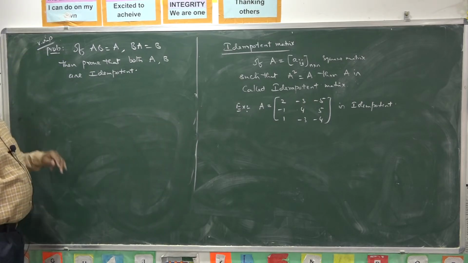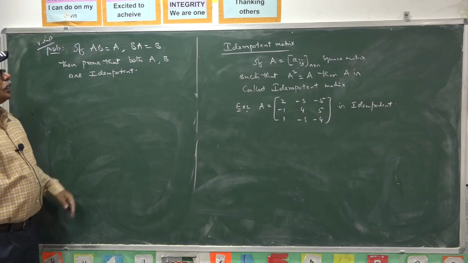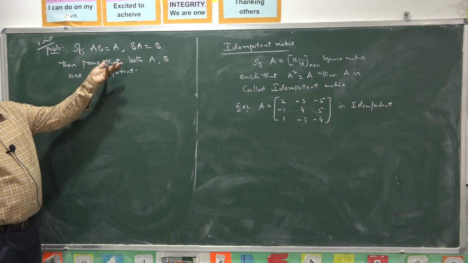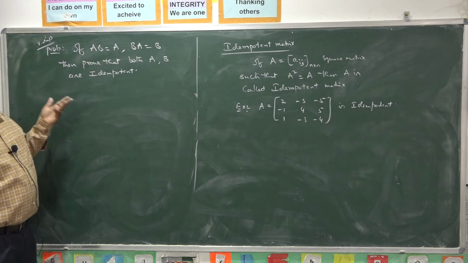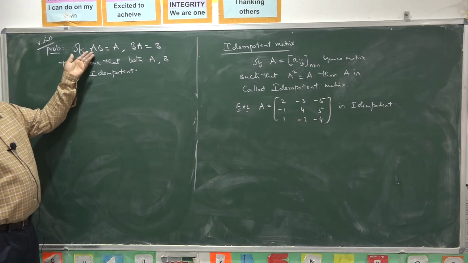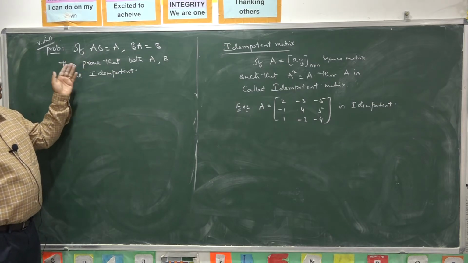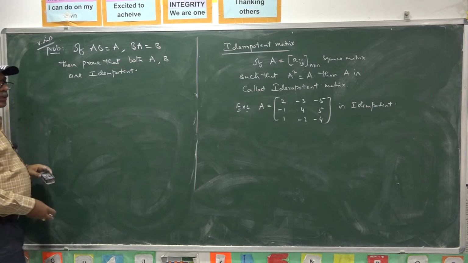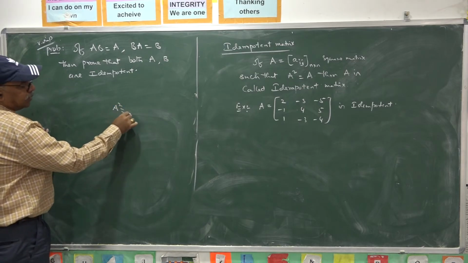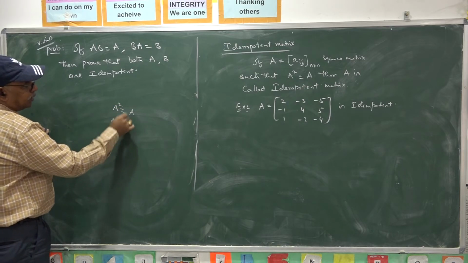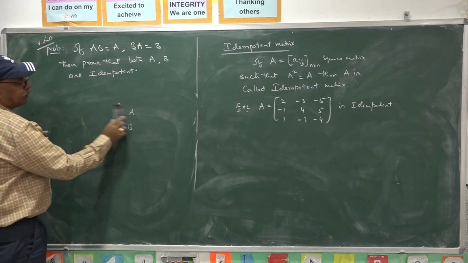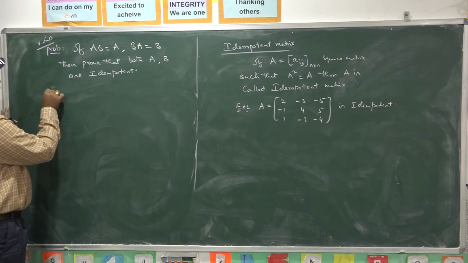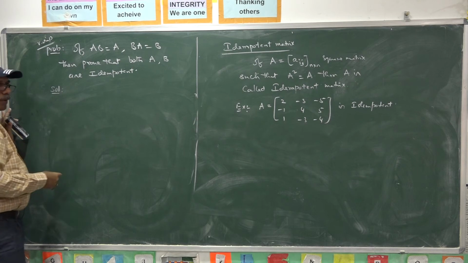Once AB equal to A, the product of both A and B equal to A and BA equal to B, and the product exists, both AB, BA product exists, and they are of same size. Then prove that both A and B are idempotent. Idempotent in the sense you have to prove A square equal to A and B square equal to B with the given relations. Now, to prove A and B are idempotent, let us consider the given relations.